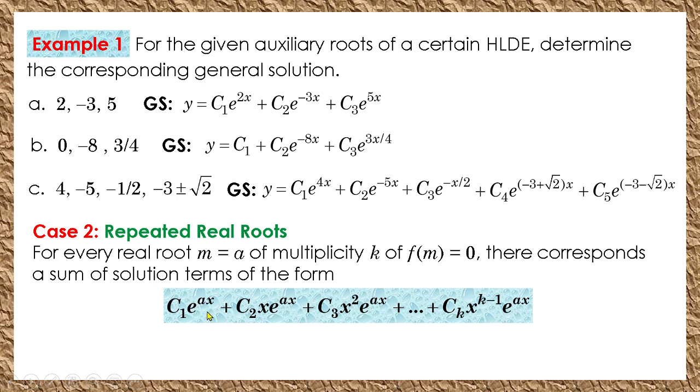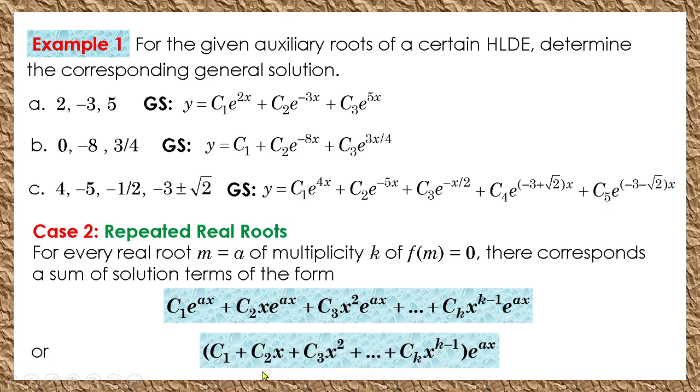But your multiplier to every term, so we have e to the ax, where a is the exponent that is repeated, I mean the root that is repeated k times. Now, if you have another root that is repeated, another like this. Okay? Now, in factored form, this is the same as c sub 1 plus c sub 2x plus c sub 3x squared all the way to c sub k x to the k minus 1, then multiplied to e to the ax. Okay? Since e to the ax is common.